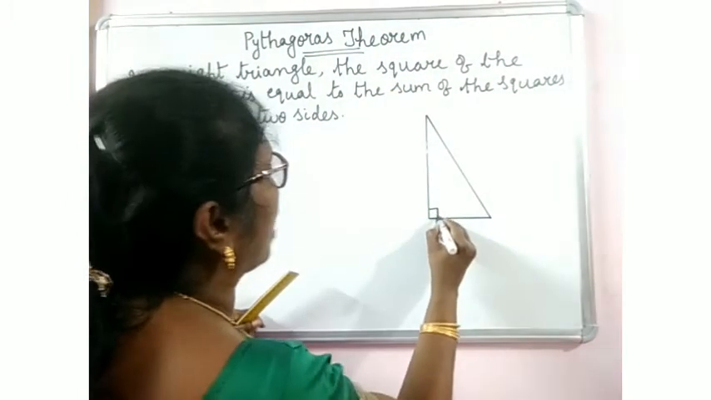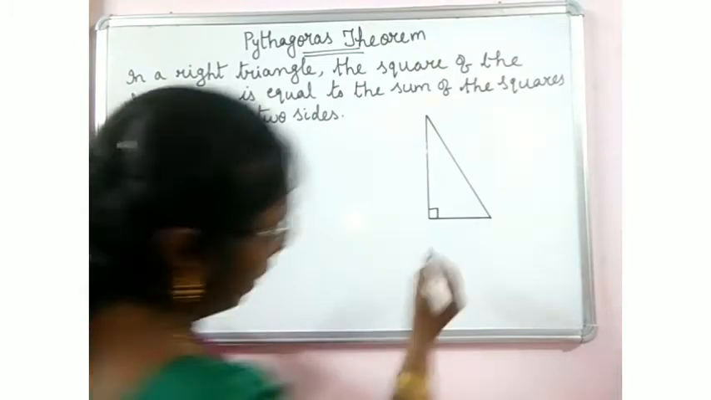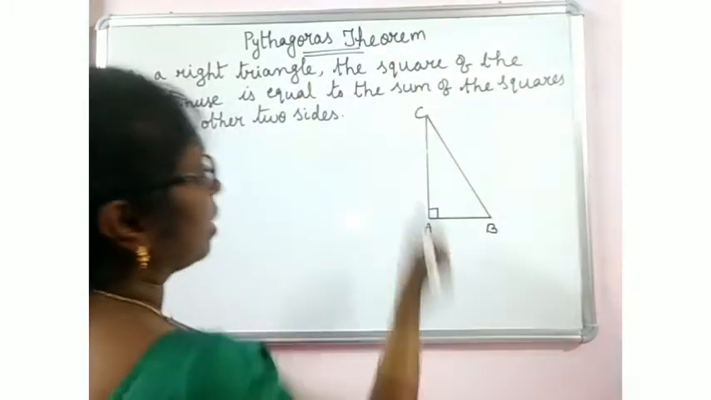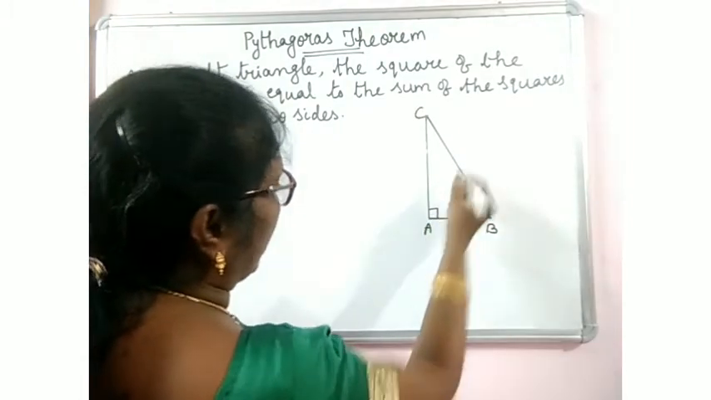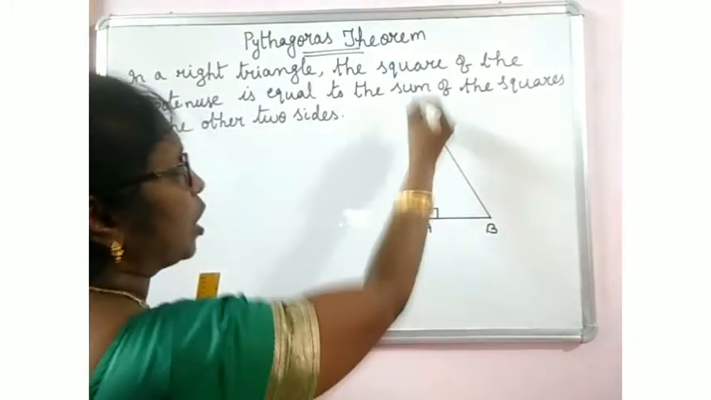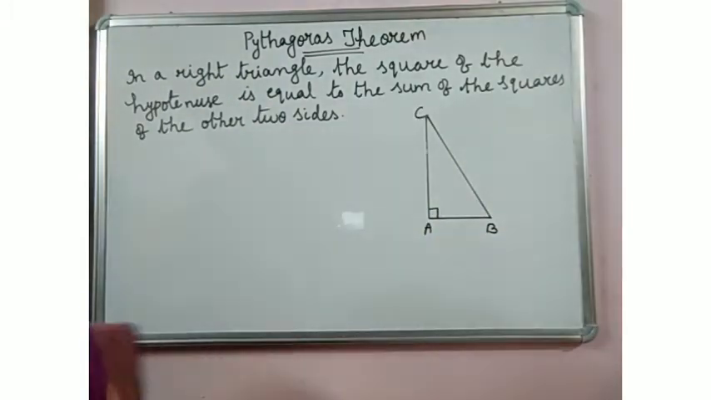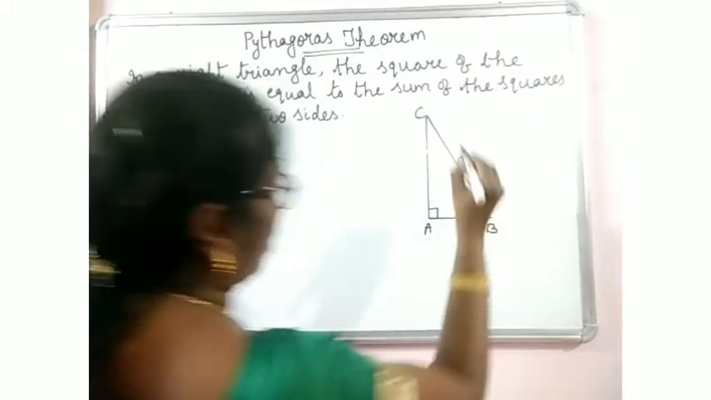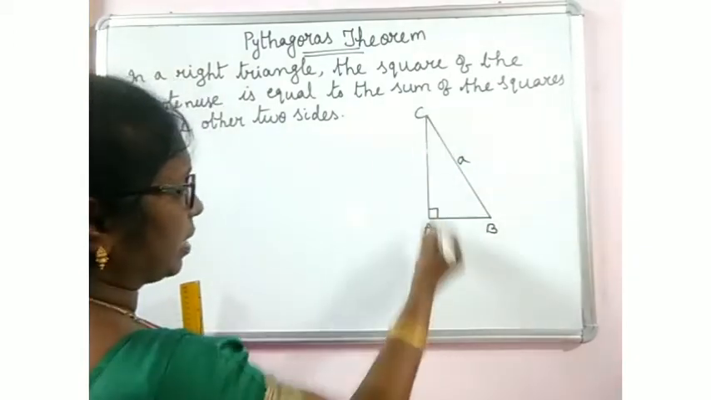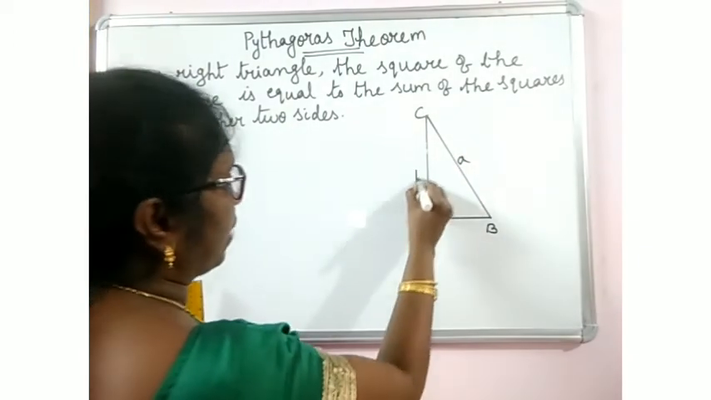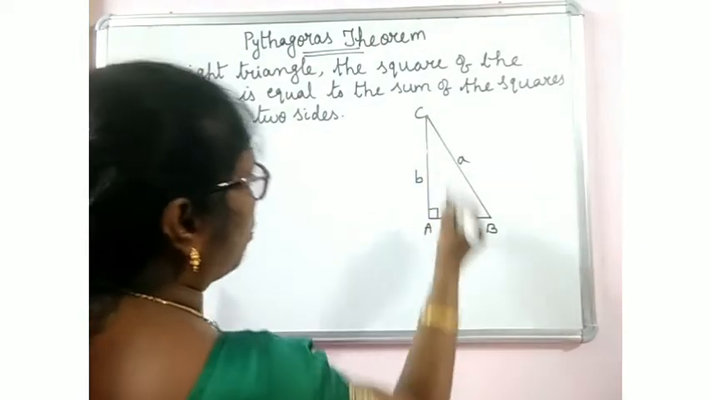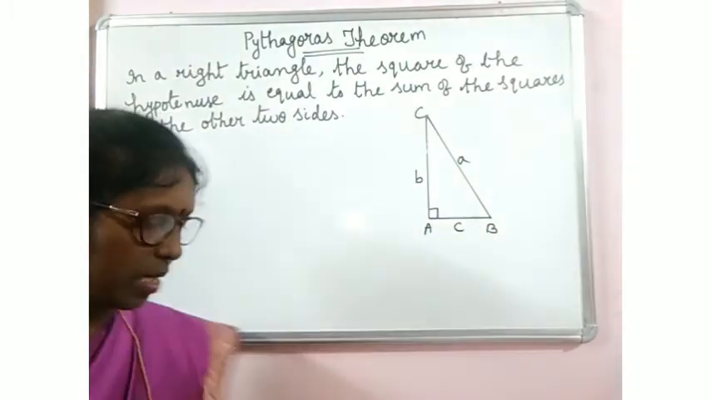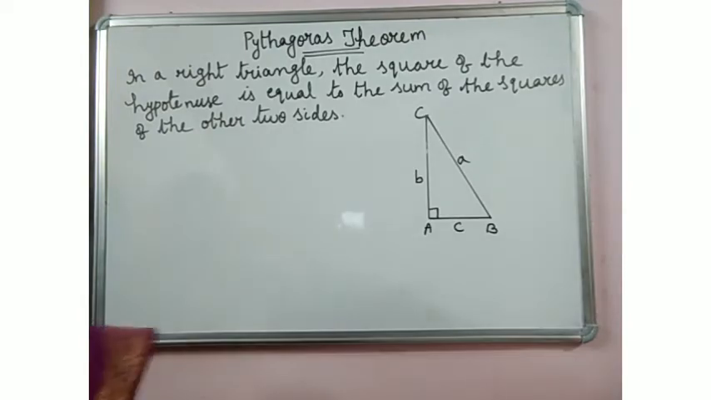Let me name this triangle ABC. Angle A is the right angle, so BC is the hypotenuse. Opposite to angle A is BC, let me take it as small a. Opposite to B is side CA, let me take it as small b. And opposite to C is AB, let me take this AB as small c, the sides.